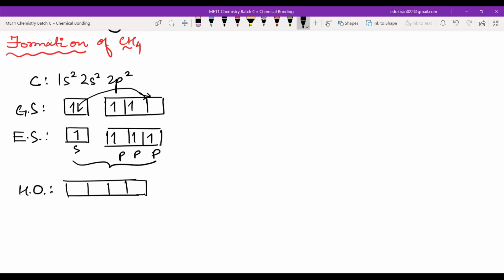This 1, 2, and 3, all of them are having one electron each. This is sp3. The name itself is sp3. This is also sp3. This is also sp3. This is also sp3.